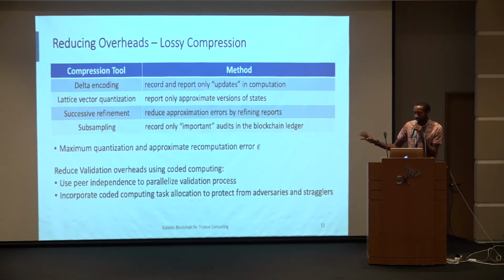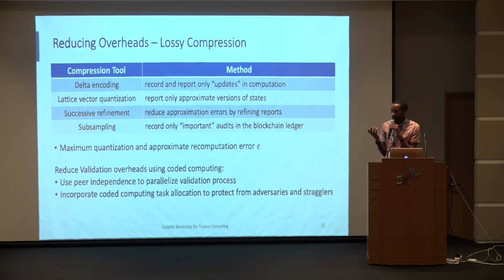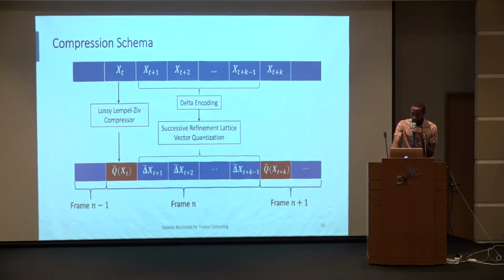A further possible addition in this case is that task assignments to endorsers can be optimized based on communication and computation cost. An example of the compression scheme we have is that a group of iterates is grouped into one frame, and then the first state in the frame is compressed using a dictionary-based compressor, lossy Lempel-Ziv, then we compute the state changes in the successive states using delta encoding starting from the first state in the frame. Also, we compress the state updates using successive refinement lattice vector quantization.